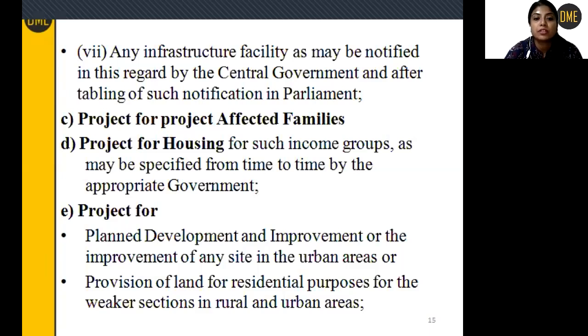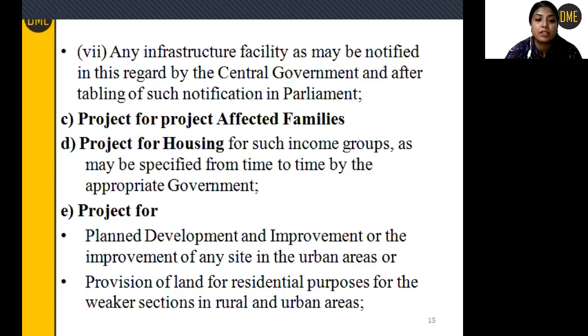Then projects for project affected families. Under this, there must be some projects for the purpose of affected families, for rehabilitating them and resettlement of the affected families. All are covered under such projects. Then projects for housing for such income groups as may be specified from time to time by the appropriate government. So providing such income groups with a housing scheme is also covered under the public purpose.